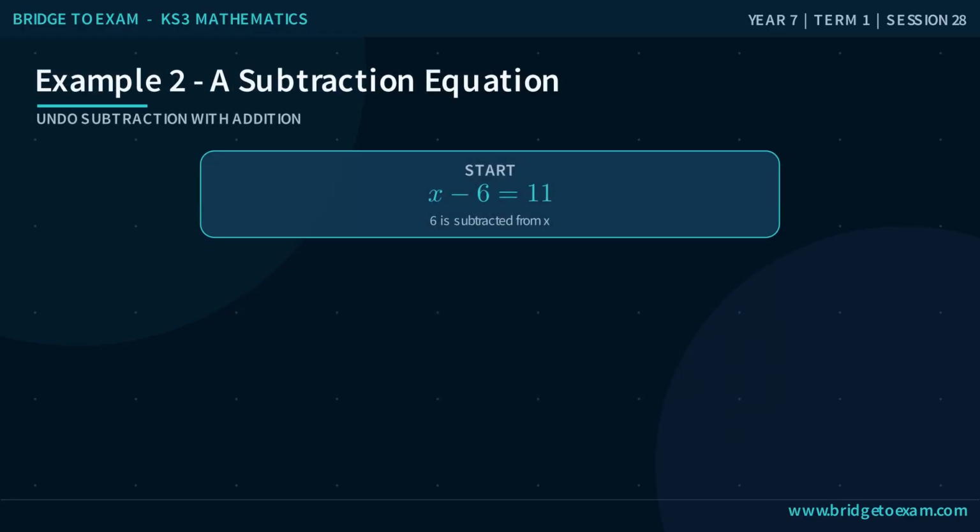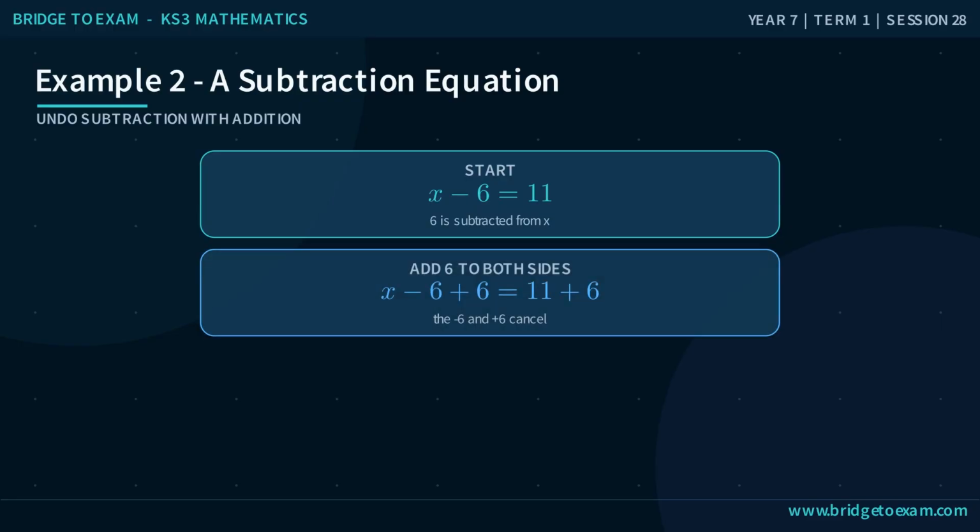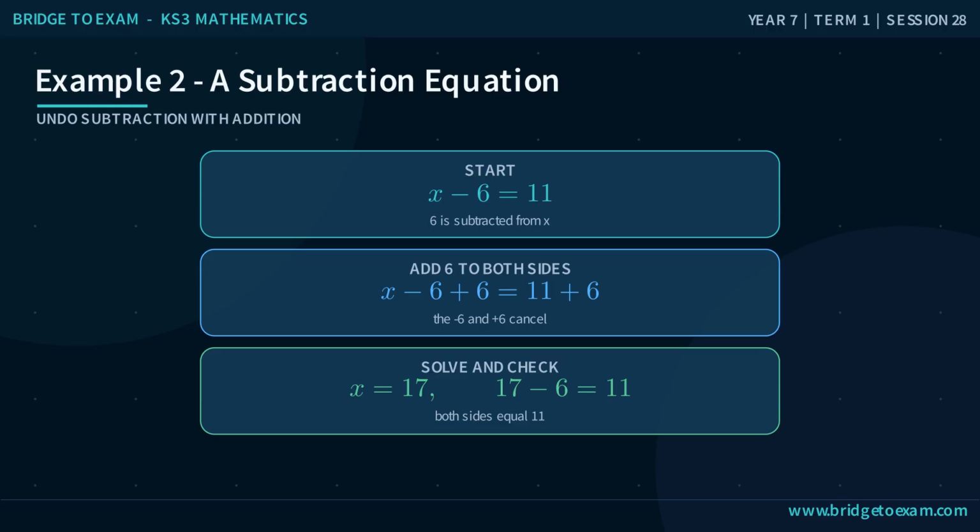Now solve x minus 6 equals 11. This time, 6 is being subtracted from x. Undo subtract 6 by adding 6 to both sides. The left side simplifies to x. 11 plus 6 is 17, so x equals 17. Checking gives 17 minus 6 equals 11.